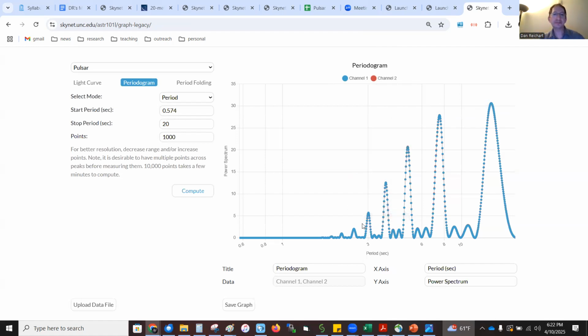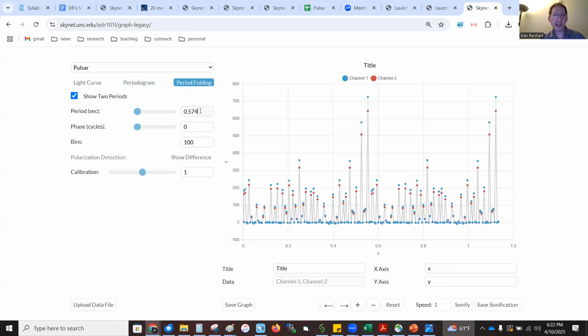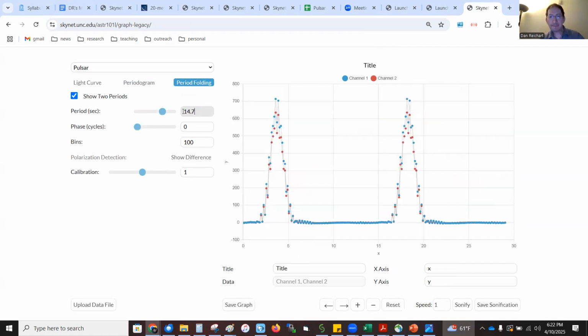These are the overtones. So we'll go to period folding and type in 14.7. Okay. And let's tweak that. 14.8 was a little bit lower. Yeah, 14.7. So now we can turn on show difference and then take the calibration and bring them into alignment. So you can either try to line up the red and blue points or minimize the difference. So I get 1.13. I need to multiply that second channel by 1.13 so it's at the same level as the first channel.